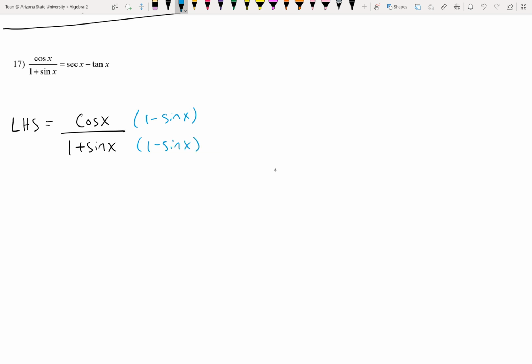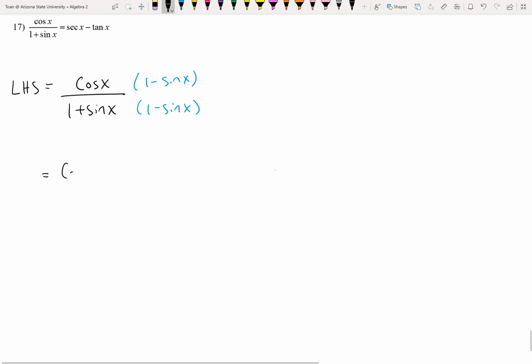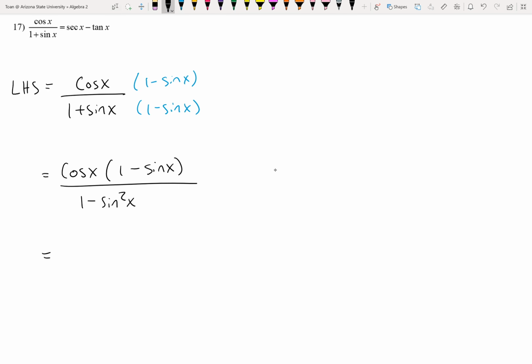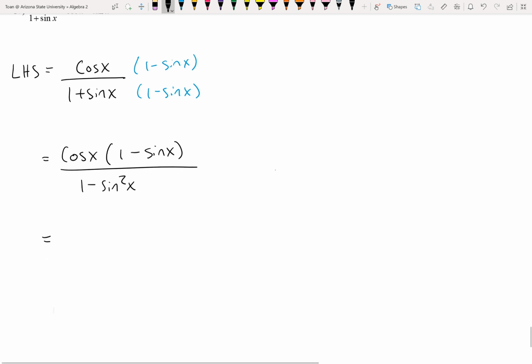I typically do not multiply out the non-conjugate, so I'll leave the numerator in factored form. Sometimes it's useful, sometimes it's not. I can eventually go ahead and multiply it anyway. And then the denominator is, what's that? That's 1 minus sine squared. The reason why I use conjugates is it will produce squares, so you can use Pythagorean identities.